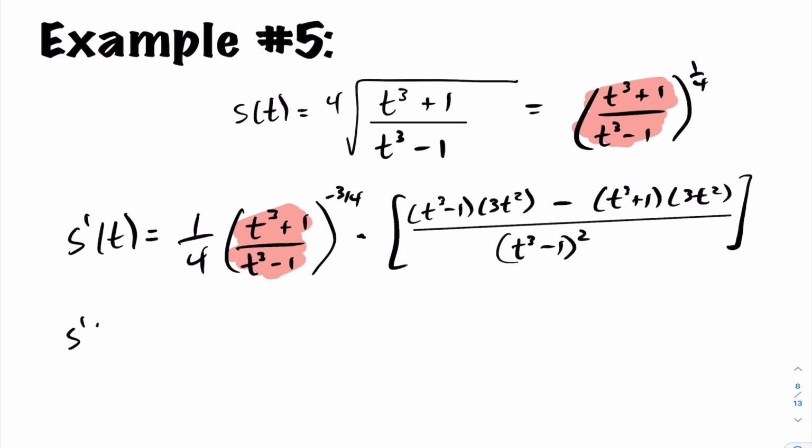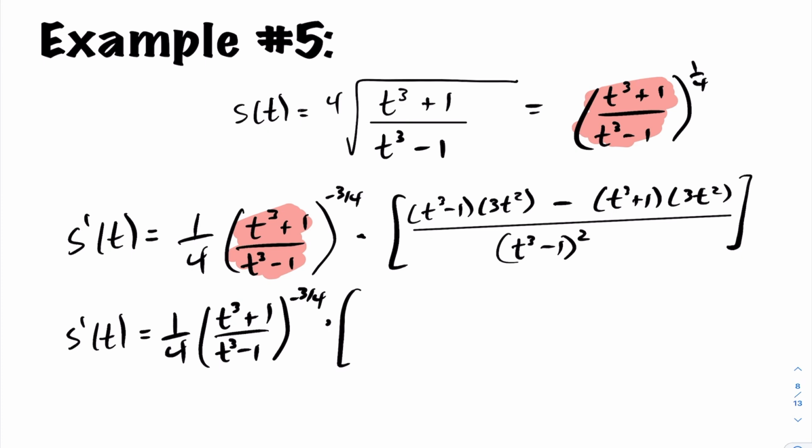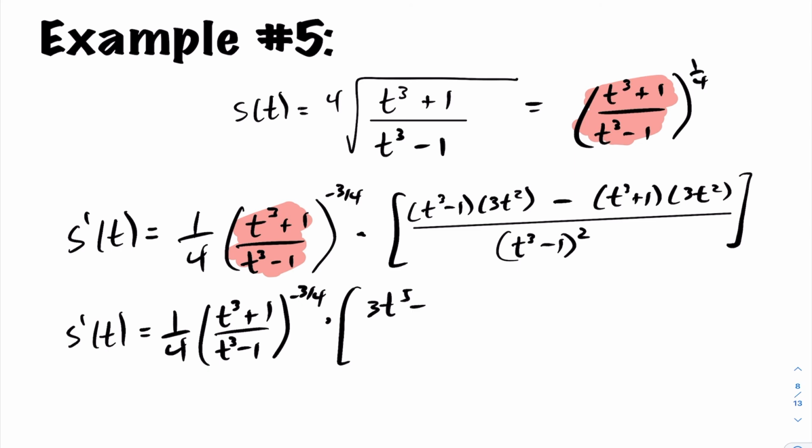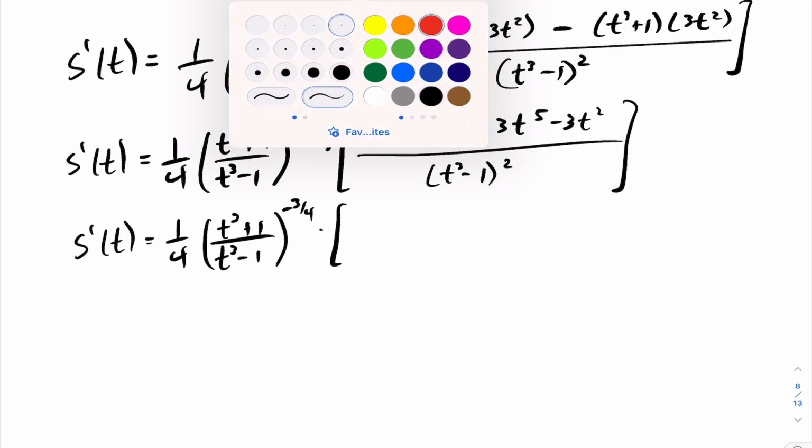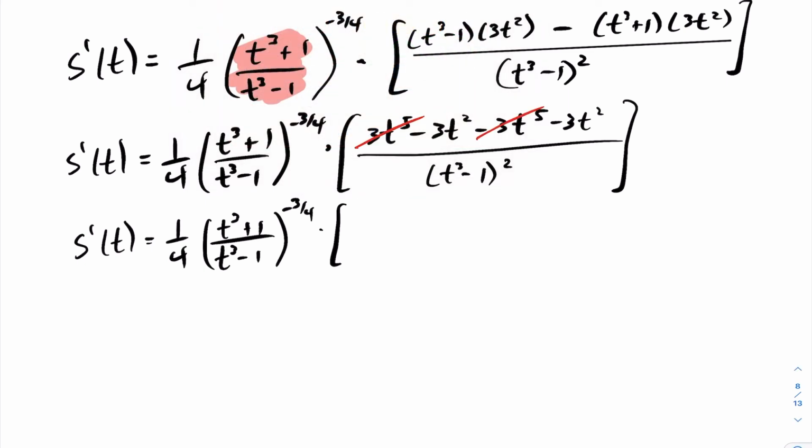So now we get s prime at t is going to equal 1/4 (t cubed plus 1 over t cubed minus 1) to the negative 3/4 times. At this point here, I would expand everything out. Expanding out here, I get 3t to the 5th minus 3t squared minus 3t to the 5th minus 3t squared all over (t cubed minus 1) squared. Continuing, we get 1/4. Let's go ahead and write this out. You'll notice here that the t to the 5's cancel. And collecting this up here, we get negative 6t squared over (t cubed minus 1) squared.